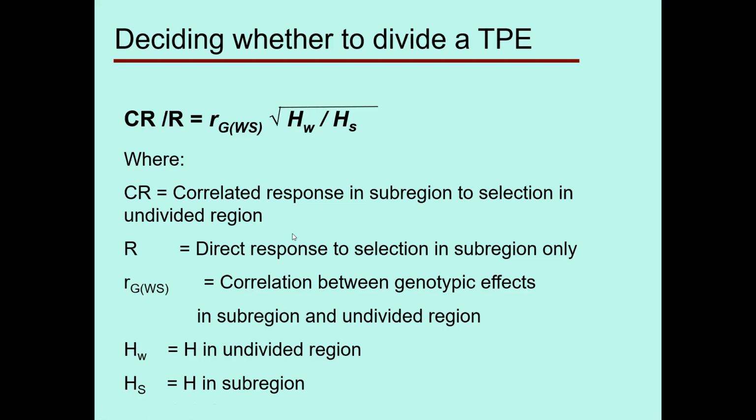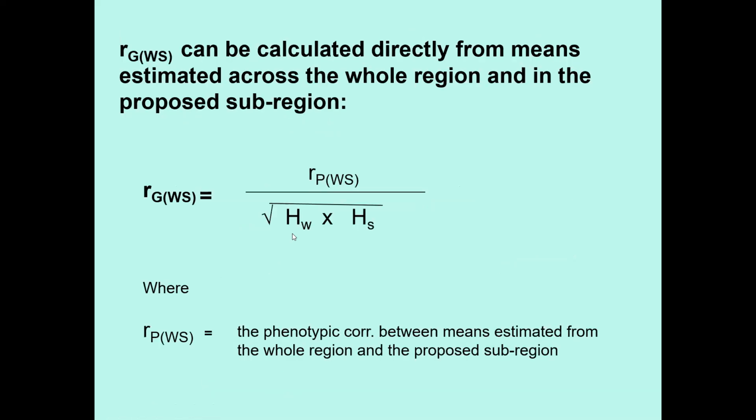And there are ways to estimate all these components. You'll see an example of this from Christian in a few minutes. You can calculate that genetic correlation between the means estimated in the whole region versus the means estimated in the subregion directly.